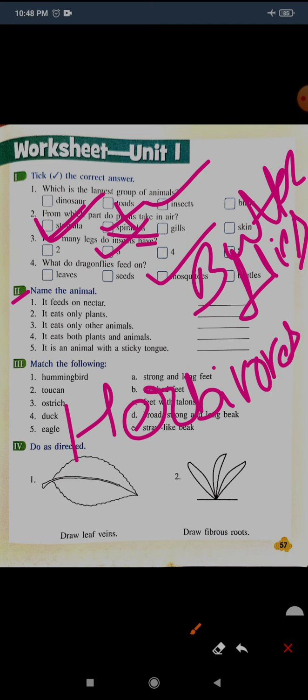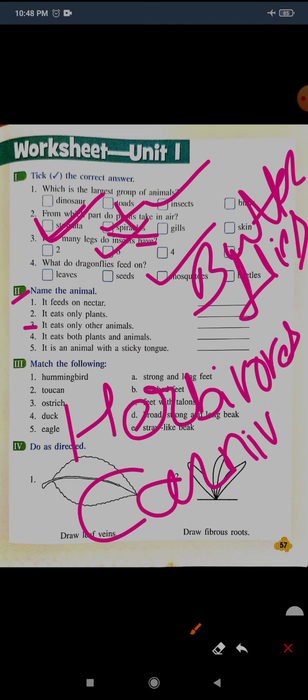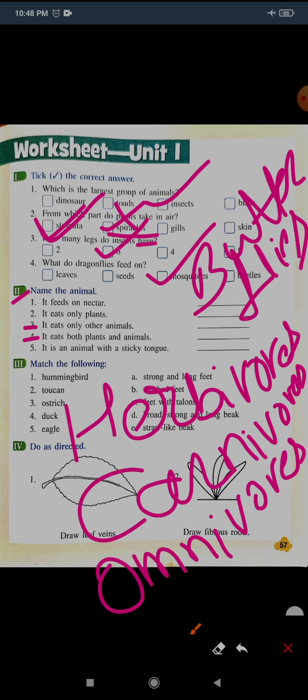Herbivores. You should learn the spelling also. The third question is, it eats only other animals. So flesh eater animals are called carnivores. Carnivores. The fourth question is, it eats both plants and animals, that is known as omnivores. Omnivores. You should learn the spelling also.